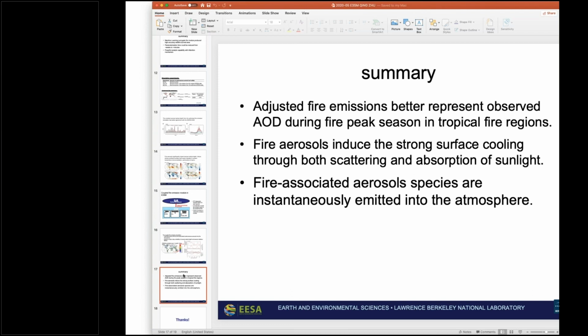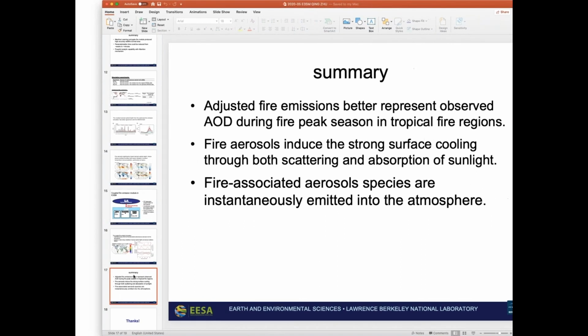So for summary for the second part, here we first evaluate the adjusted fire emission with the E3SM atmospheric modeling framework to confirm the big impacts of the fire emission on the atmospheric ALD on the near surface climate, particular for the peak fire season. There's a big change and a big correction. And also we have fire aerosols.